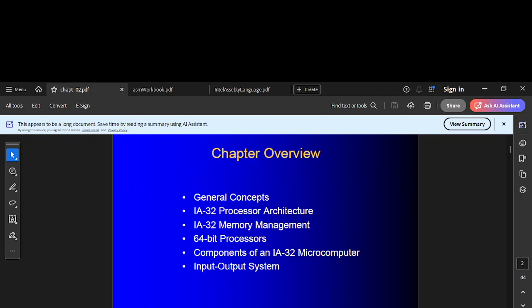So we look at general concepts of the x86. We're going to delve into the instruction set architecture 32, the processor architecture. Then we'll also look at the memory management, because assembly programming deals extensively with memory activity as much as the processor. Then we'll look at the 64-bit processor. A typical 64-bit processor is a Pentium.